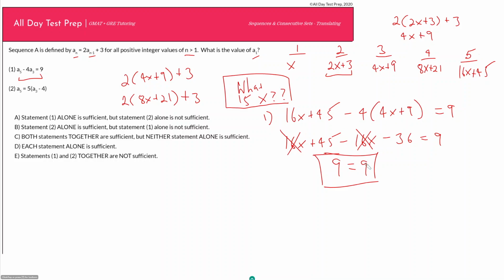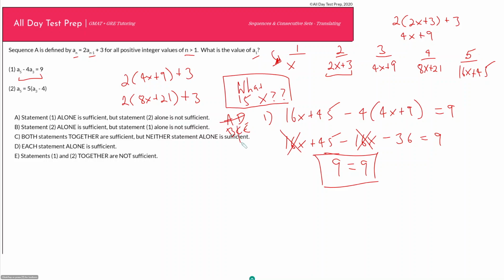This is actually insufficient, because what is this telling you? When you get something like this, 9 is equal to 9, it's telling you no matter what number I have for x, no matter what number starts off my sequence, this will always be true. Even though the fifth term can be a bunch of different things, and the third term could be a bunch of different things, the fifth term minus 4 times the third term is always going to be equal to 9. And therefore, this statement does not help us at all tell us what our first term is, because it will be true for any number we choose as our first term. And so this is insufficient.